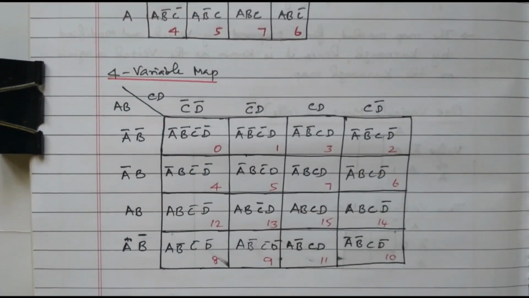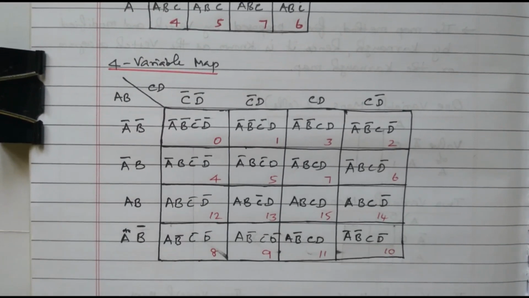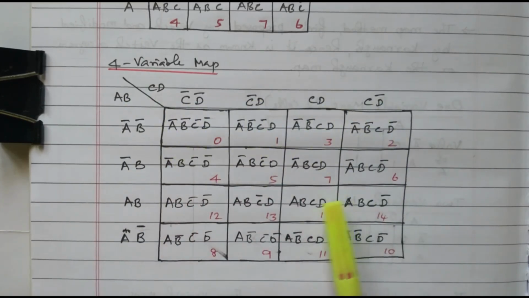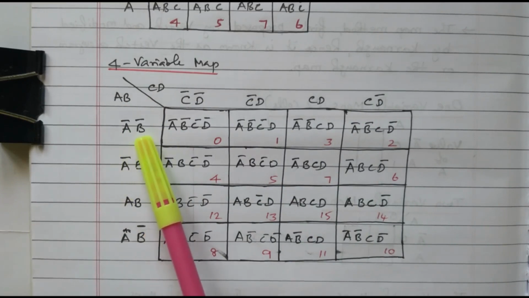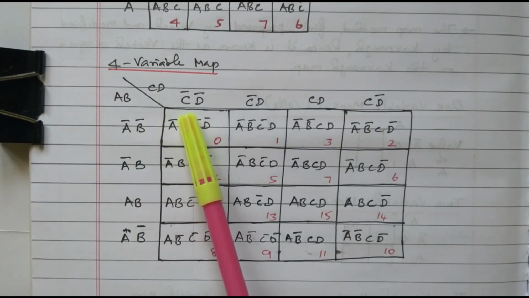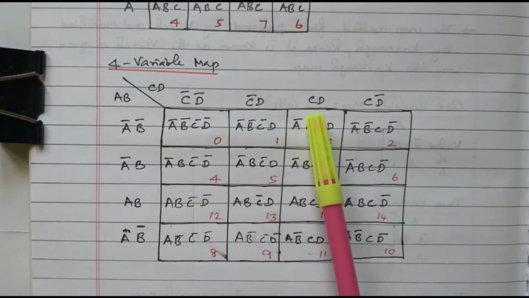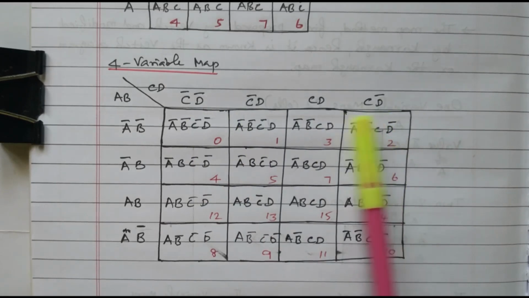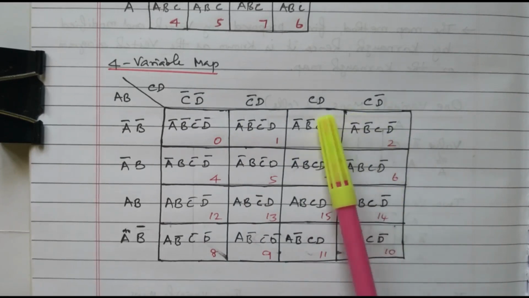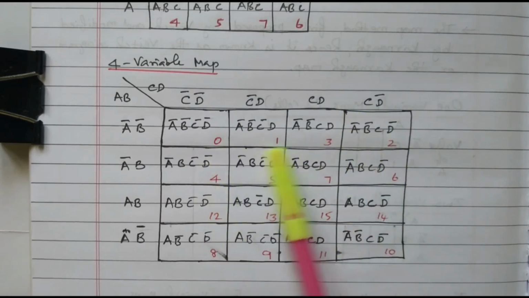Now we'll go to the 4 variable map. Let us consider 4 variables A, B, C, D. A, B are represented vertically, C, D represented horizontally. Right? So what are the options? A bar B bar, A bar B, A B, A B bar, that is 0 0, 0 1, 1 1, 1 0. Similarly, C D has 4 options: C bar D bar, C bar D, C D, C D bar. There are also 4 options: 0 0, 0 1, 1 1, 1 0. The third and fourth column are interchanged. The red color represents the min terms.